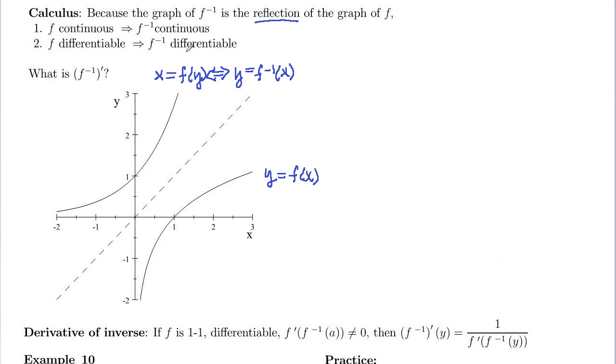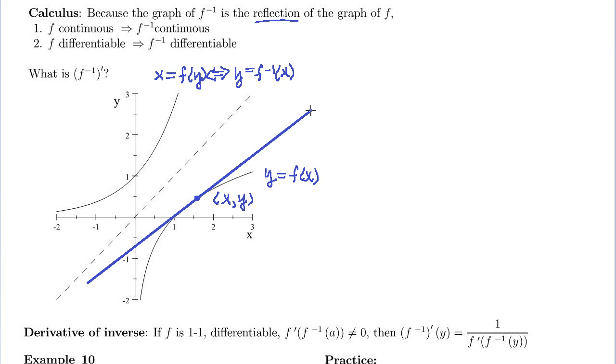So here's our graph of f. It's all one connected piece, so the reflection's one connected piece. That's how continuity follows. Also, if f is differentiable, then f inverse is differentiable. Remember, differentiability means that you have a tangent line. So if we pick a point on the graph of y equals f of x, so this is a point x comma y, that function's differentiable, then you've got a tangent line.